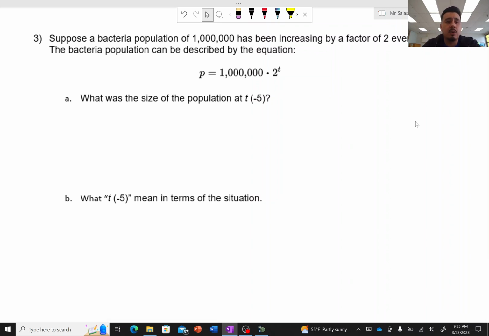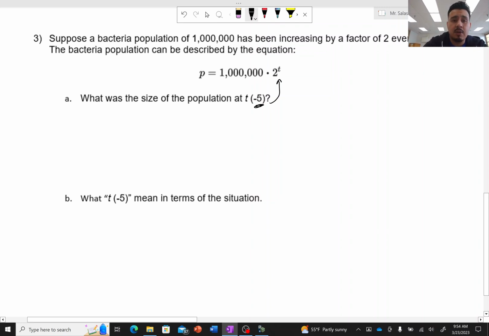Number 3 says, suppose a bacterial population of 1 million has been increasing by a factor of 2 every hour. The bacterial population can be described by the equation 1 million times 2 to the power of t. What is the size of the population at t of -5? So right here, we just got to plug in this -5 into my t.